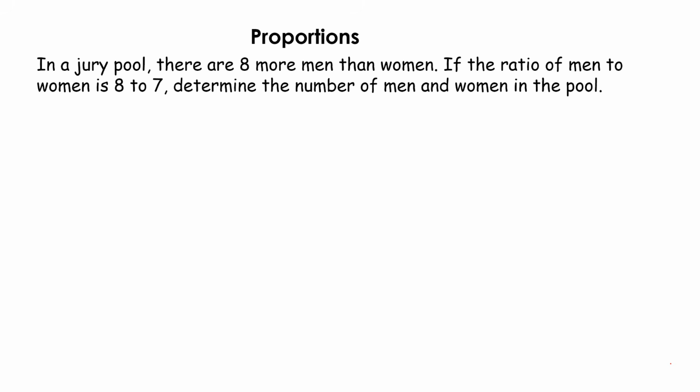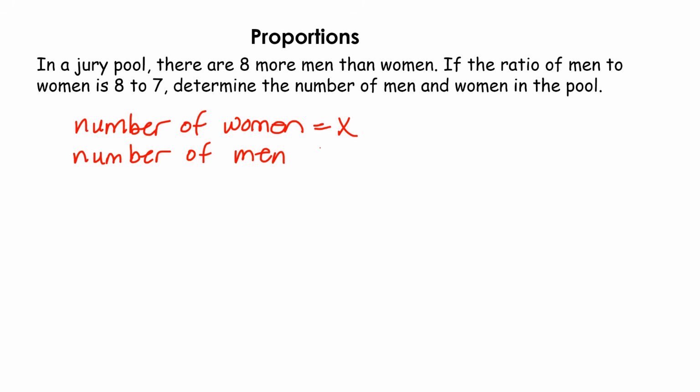Proportions. In a jury pool, there are 8 more men than women. If the ratio of men to women is 8:7, determine the number of men and women in the pool. Okay, I'm going to call the number of women X. There are 8 more men than women, so the number of men is X plus 8. And the ratio of men to women is 8:7. So X plus 8 over X is equal to 8/7.